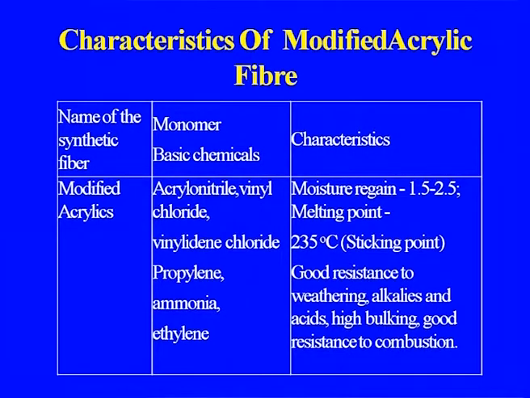Here propylene and ammonia, and ethylene may be used depending upon the route, but most of the processes now use propylene and ammonia. Moisture regain again, melting point 235, good resistance to weathering, alkalis and acid, high bulking, good resistance to combustion.